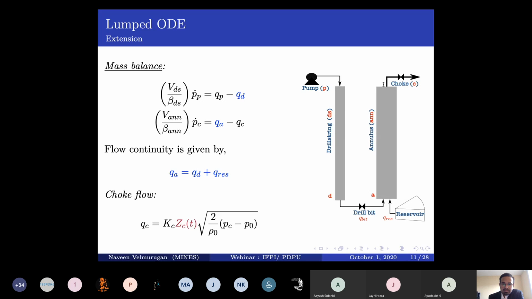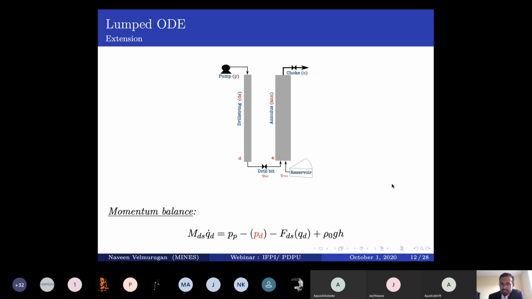And the choke flow at the right boundary is given by this particular equation. Kc is some constant, Zc is the choke opening, which is a function of t. This is the restriction we have on the choke valve, and we want to control this restriction to dynamically control our pressure profile. Pc is the choke pressure and P0 is the reference pressure.